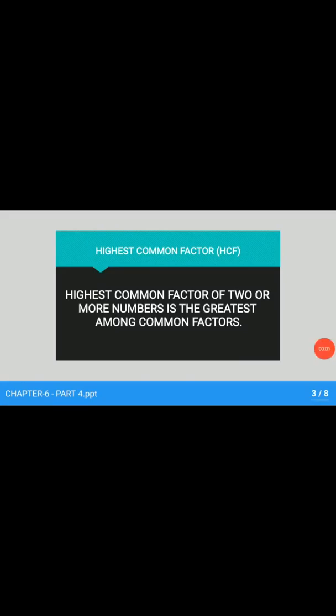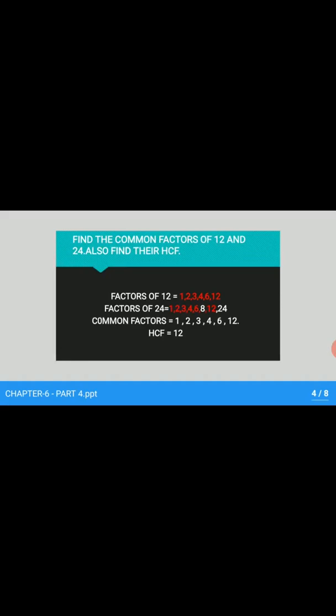Now we will discuss the highest common factor. The highest common factor of 2 or more numbers is the greatest among the common factors. It means that firstly we have to find the factors. Then from those factors we have to find the common factors. And from the common factors we have to find the highest common factor. For example, see this question. Find the common factors of 12 and 24 and also find the HCF.